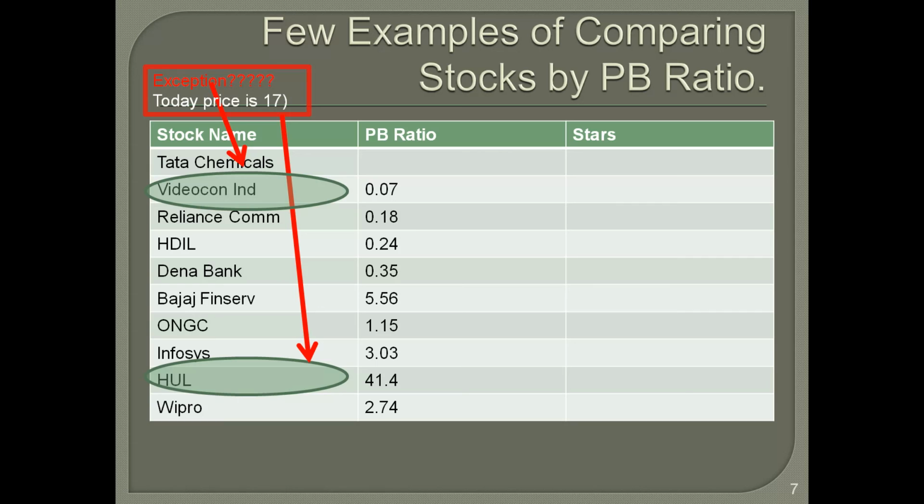Exceptions can always be there, but for me, if you want to find good stocks, find the stocks which have a PB ratio of less than 5. This should be your target, less than 5 or maybe less than 6. Bajaj Finance is at almost 5, and I think this is a good stock.